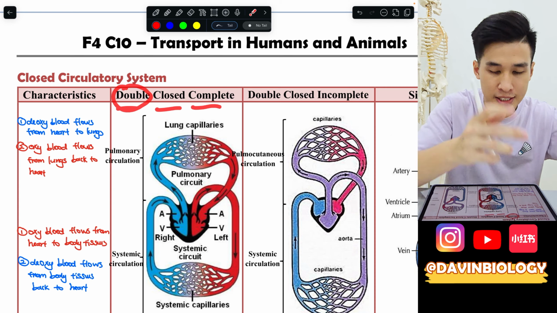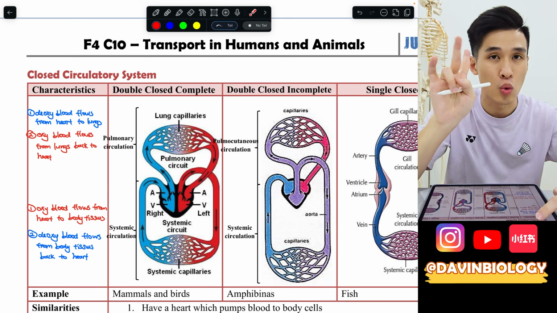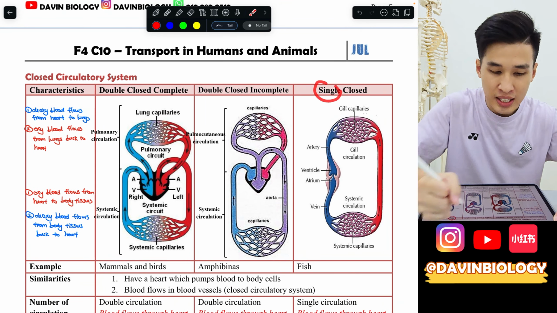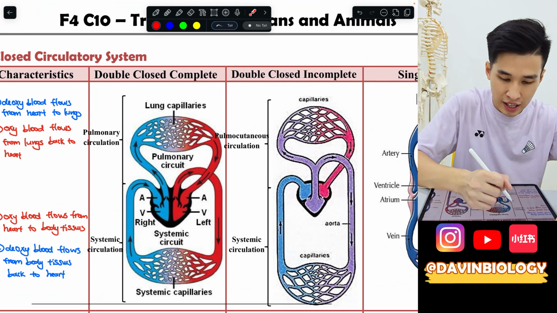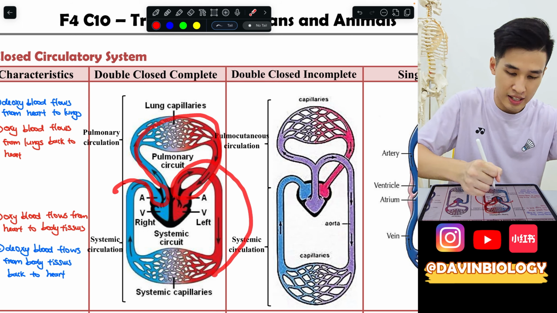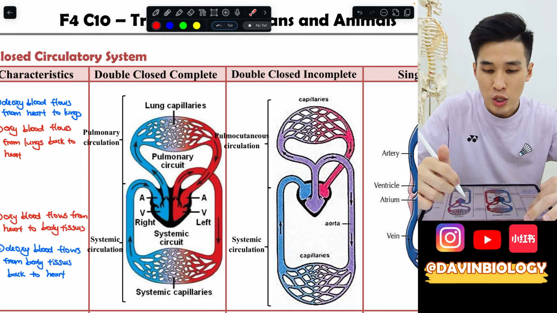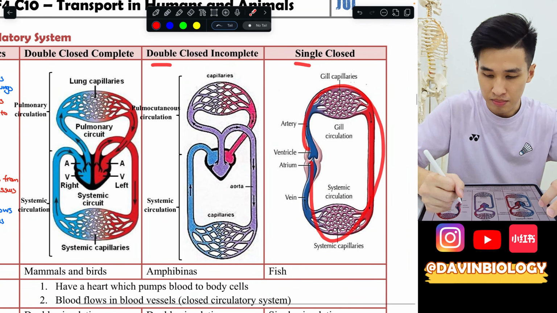Double means 2. Means blood will pass through the heart how many times? Once or twice. Single means once, double means twice. Means blood will first enter the heart 1 time, go to lungs, get oxygen, then go to body the 2nd time, then come back. So 2 times. So this one also the same, double. And then single means 1 time only.